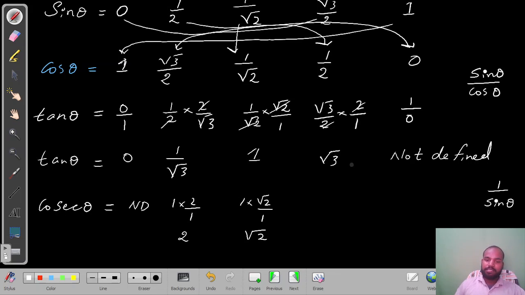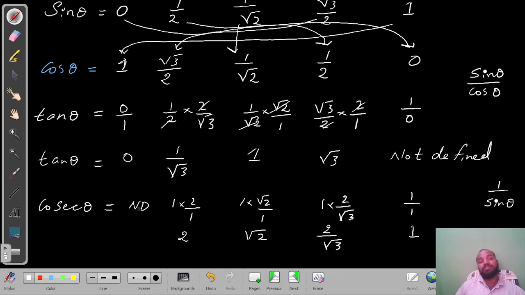Next, cosec 60. Just write 1 into the reverse of sine. The reverse of sine is 2 by root 3. That is nothing but your cosec theta is equal to 2 by root 3. Next one is 1 by sine. What is 1 by 1? 1 by 1 is nothing but 1. So your cosec 90 is 1. Check your textbook or anything, whether the values are correct or not. This is very simple.